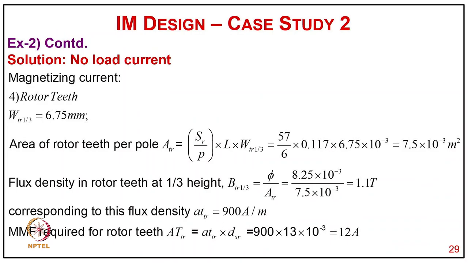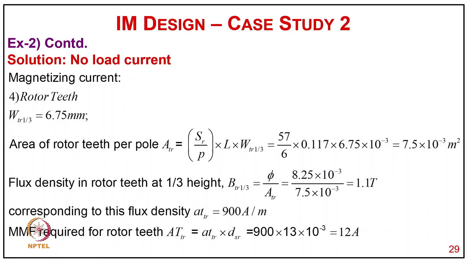Now coming to calculation of MMF for rotor teeth. WTR is 6.75 millimeter, the area of the teeth is ATR into SR upon P into LI into WTR, so it comes 7.5 into 10 power minus 3 meter square. So flux density in rotor teeth at 1/3 height is BTR equal to phi upon ATR, so putting value it comes 1.1 Tesla, and the corresponding per unit MMF for this flux density from the magnetization characteristic of the material comes small atr equal to 900 ampere per meter. MMF required for rotor teeth, capital ATR, equal to atr into DSR, so putting value it comes 12 ampere.